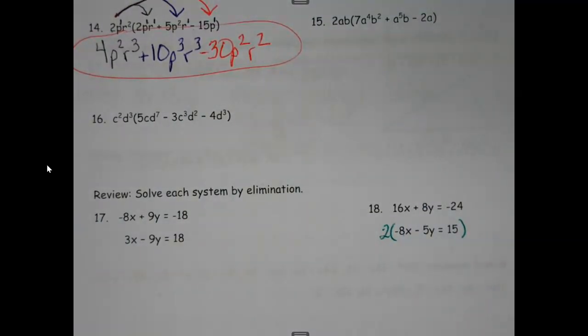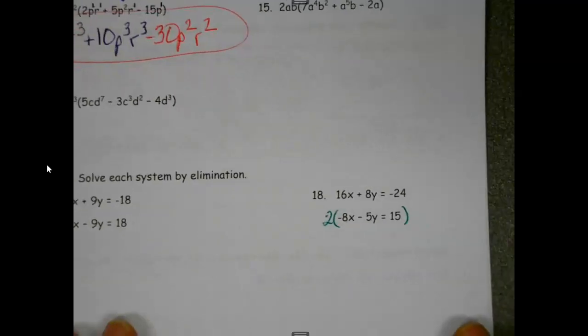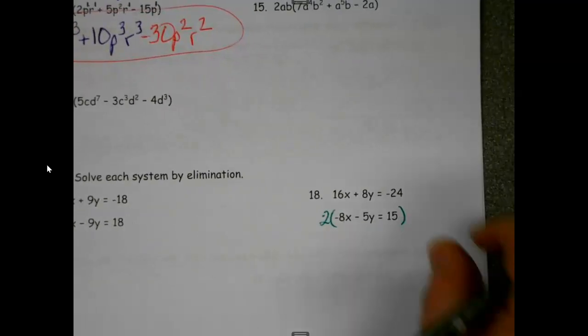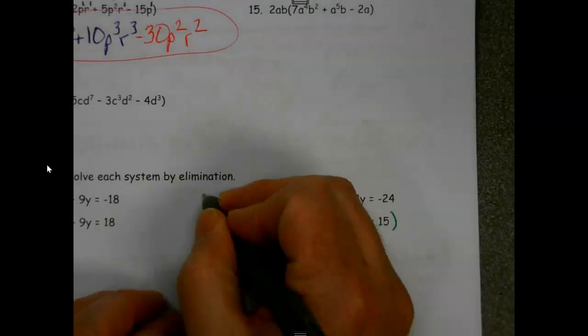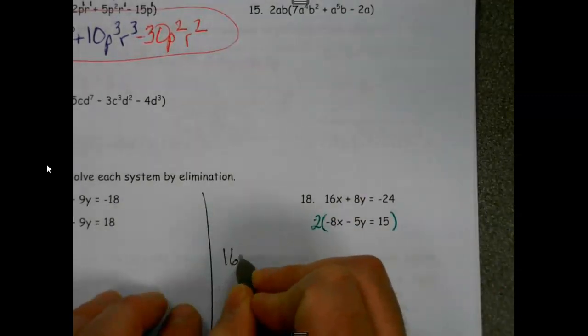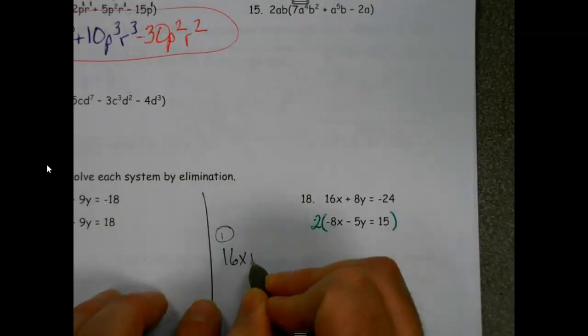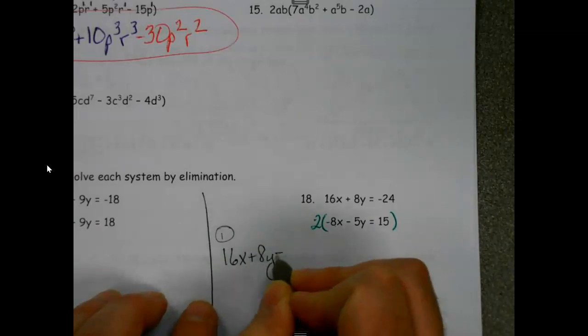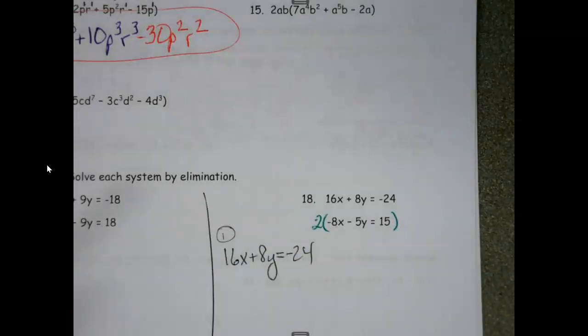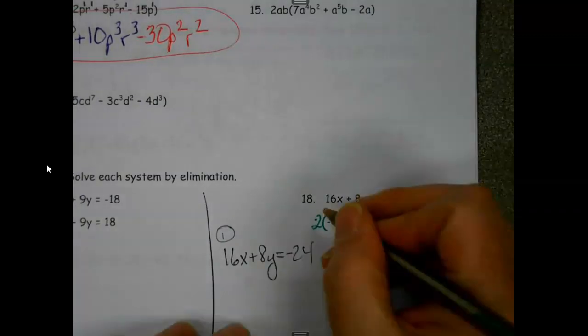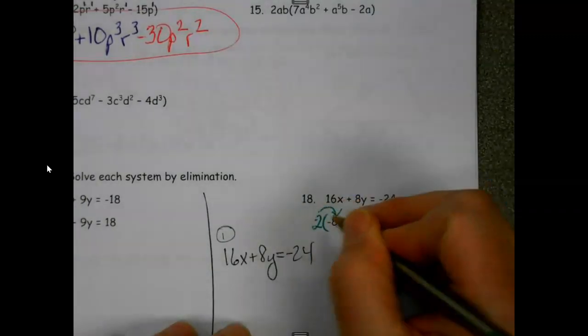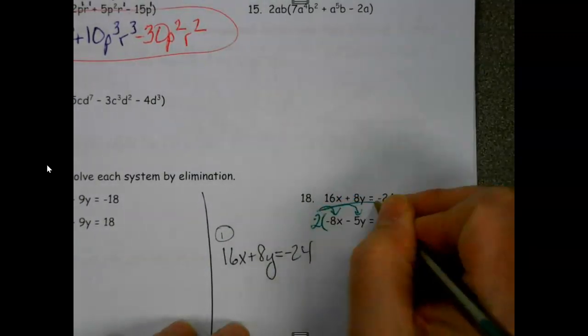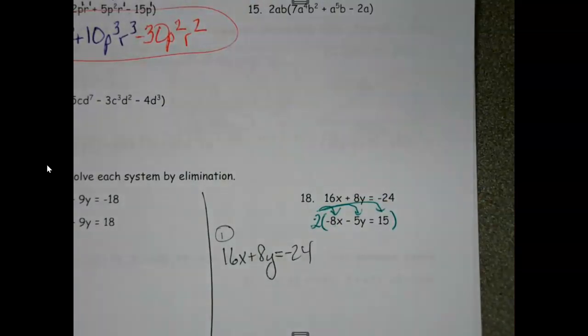So here's basically what we're up to. I'm going to scooch this over. I wish I'd have given myself more room here. Okay, here's what I'm going to do. I'm going to rewrite my first one, not doing a thing to it, just recopying it. And then on the bottom here, I'm going to distribute that 2 through, regular old positive 2.